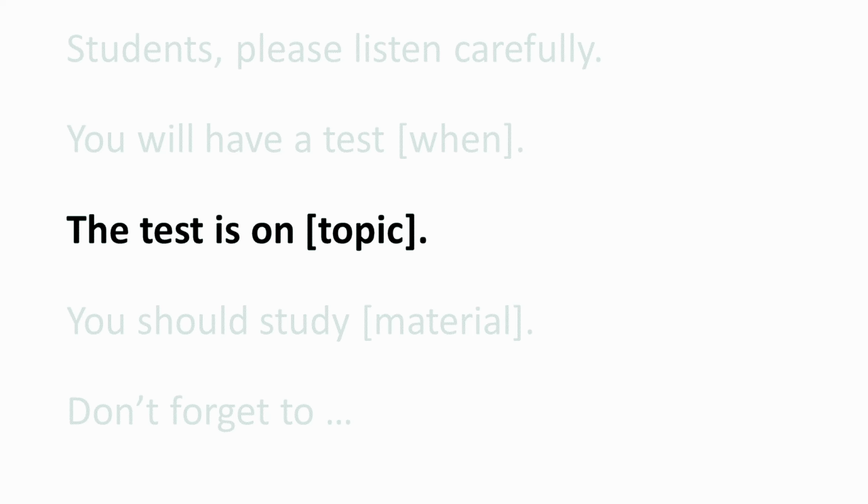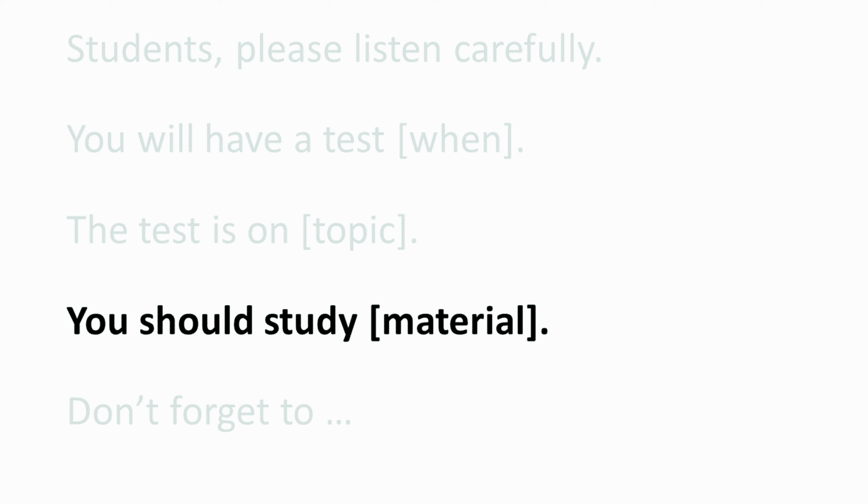After we tell students when the test is, next we will tell them what the test covers. We can say the test is on, and then say the topic. For example, the test is on chemical compounds. Next, we want to tell our students what to study. To do this, we'll say, you should study, and then tell them what material to use. For example, you should study Chapter 5.